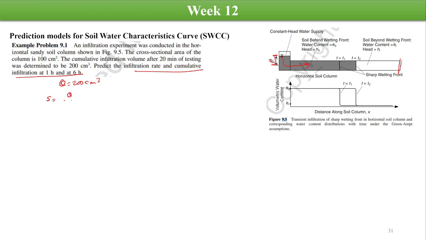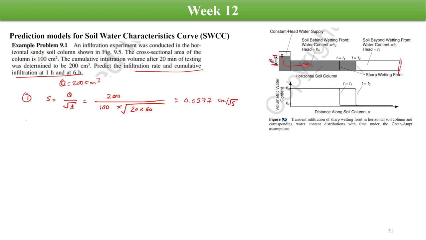Sorptivity is defined as Q upon under root of T, and the Q is nothing but the infiltration per unit area. So we'll write 200 centimeter cube, and the area from which this infiltration is happening is 100 centimeter square. And that will be divided by under root of time. The time given for this is 20 minutes, 20 into 60 seconds. So what we'll get? We'll get 2 upon under root 20 into 60, so we'll get 0.0577. And that's going to be in centimeter per under root second.